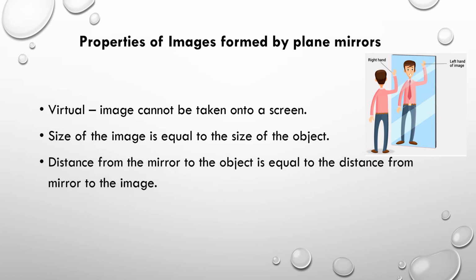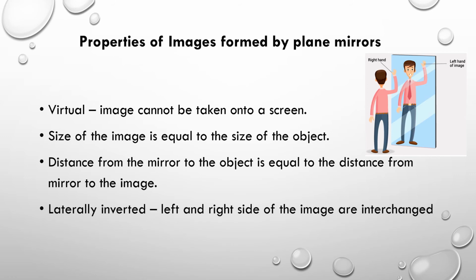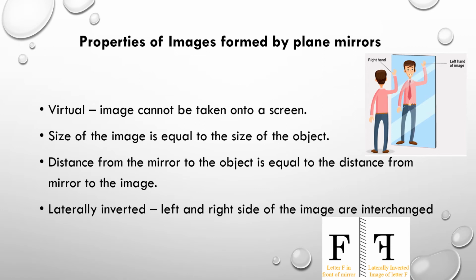And the distance from the mirror to the object is always equal to the distance from the mirror to the image. And another main point is that the formed image is laterally inverted. That means the left side and the right side of the image are interchanged. So here in these two diagrams, the lateral inversion is clearly indicated.